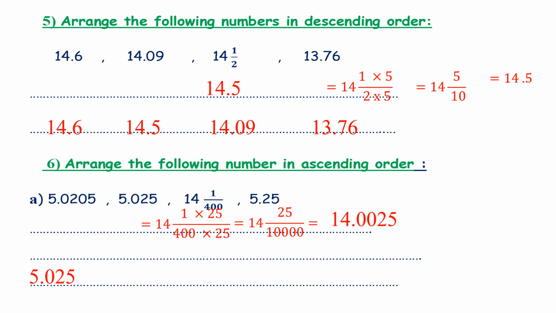And after that, after this number will be 5.0205. And the next one will be 5.25. Okay, and the last one will be the greatest one.